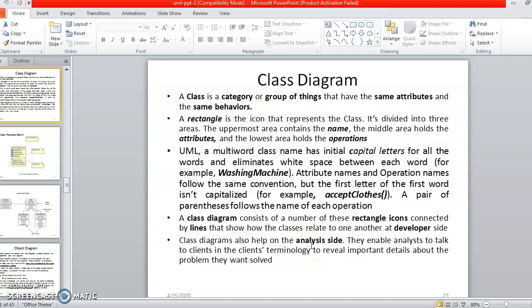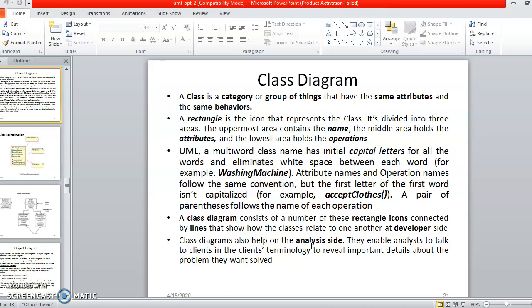Next one is the class diagram. A class is a category or group of things that have the same attributes and the same behavior. The rectangle is the icon that represents the class. It is divided into 3 areas. The uppermost area contains the name, the next one is attributes, and the last one is operations.